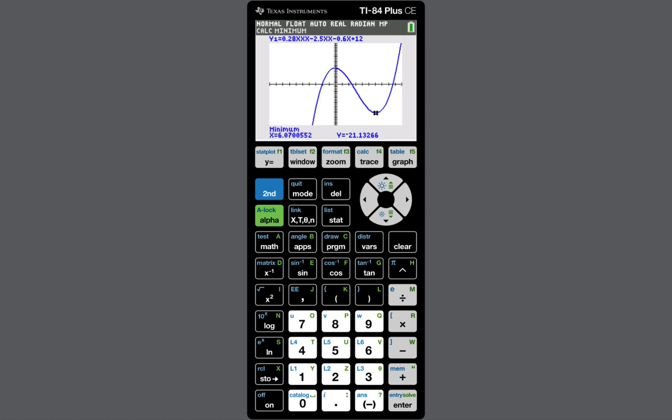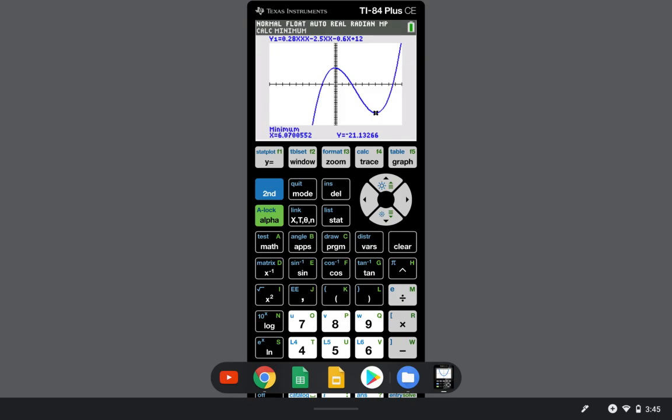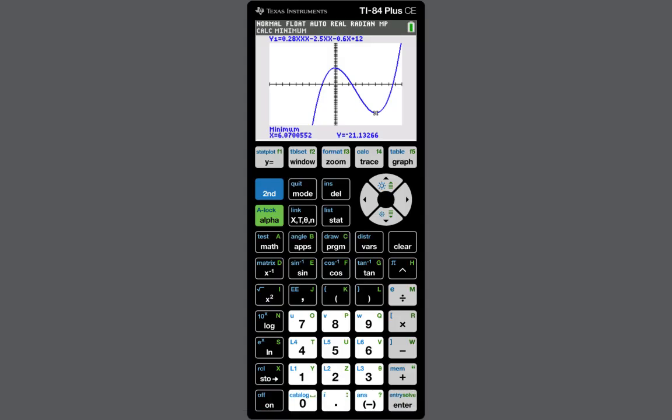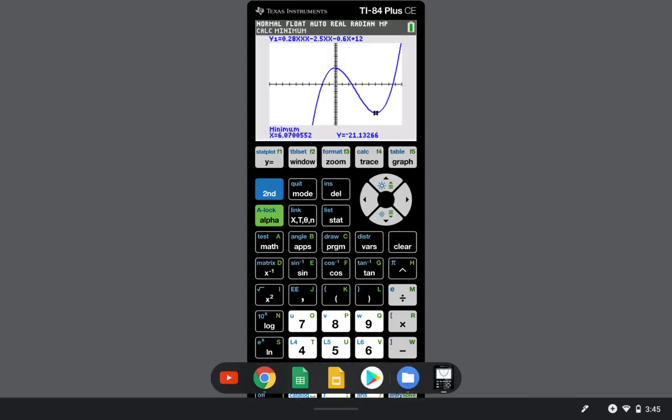Again, it's a y value here that matters. So negative 21 point, I forget what it was. Let me go back there. Negative 21.13, okay.